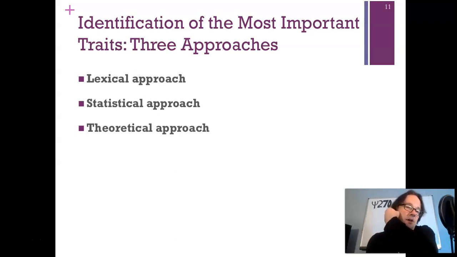Okay, so when it comes to the major approaches to identifying the most important traits, we started off by saying there are tens of thousands of potential personality traits that exist, because personality traits are adjectives of people, right? The way we think, behave, and feel. So we have tens of thousands of adjectives in our language. There are three major approaches to how we can try to identify the most important traits, the ones that we really should focus on, the ones that really tell us the most about a person. The first is the lexical approach.